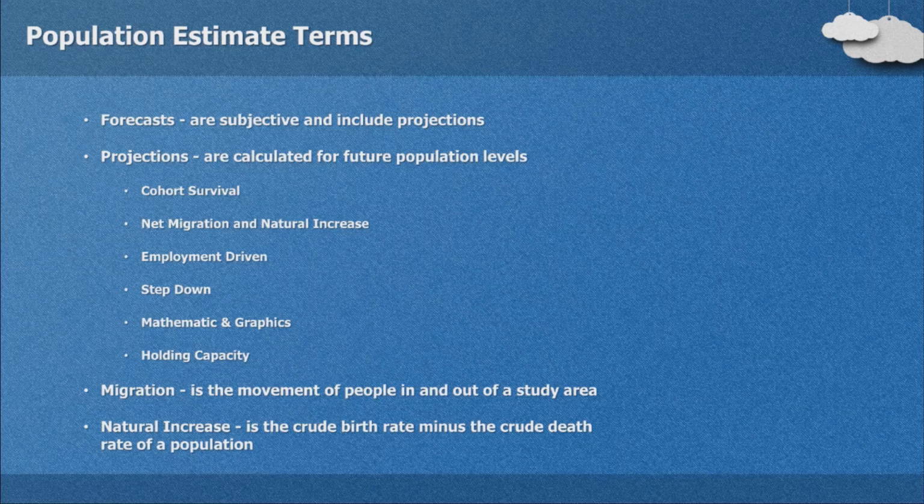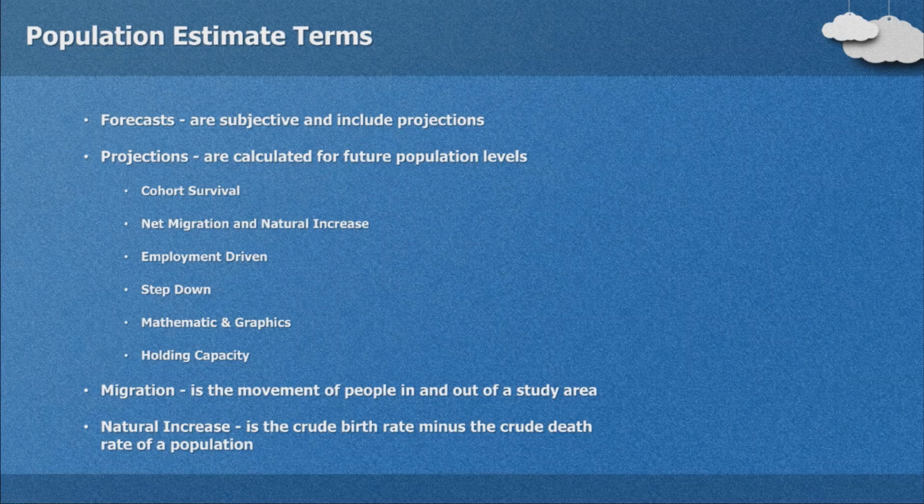A forecast, you're going to modify that projection. You might say our population is projected to be 60,000 in the next 10 years, but we are just getting a Hyundai manufacturing plant. So we're going to amend our projection, and we're forecasting a population of 75,000. So forecasts can be subjective. You include the projection, but just know they're all a little bit nuanced.